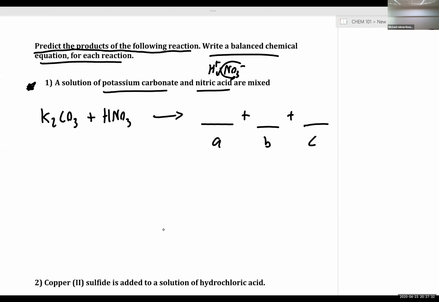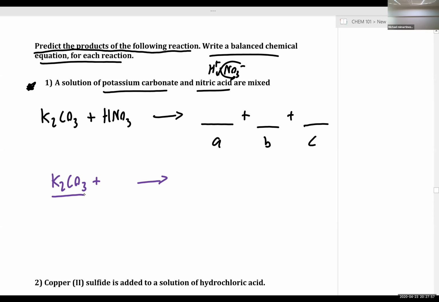First things first, I like to write out my base. So we have our potassium carbonate. And my question to all of you is, what is the conjugate acid? What is the fully protonated form of potassium carbonate?